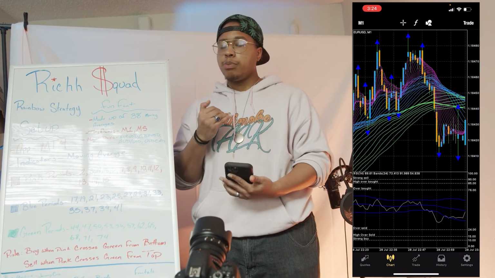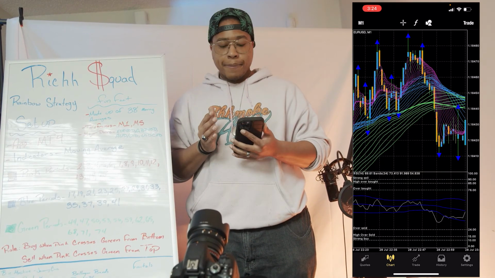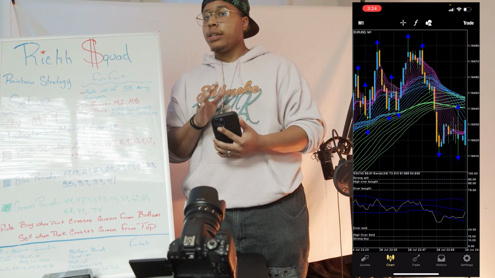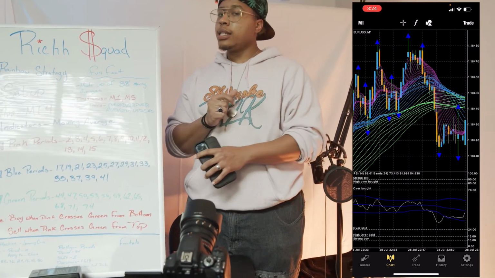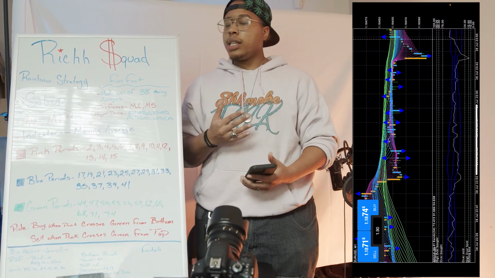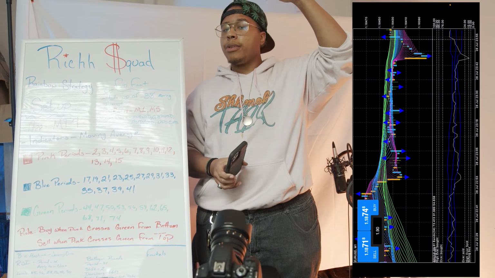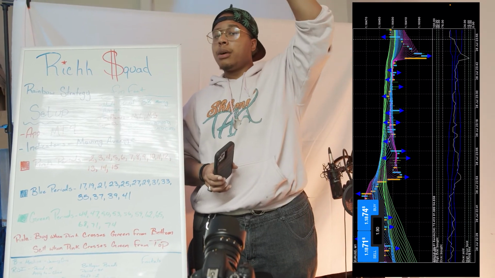When pink touches blue again, you want to consider getting out of that trade. It's up to you. You want to consider getting out of that trade, because that leads us to our next rule. When you want to get in for a sell, you want to get in for a sell when the pink lines cross the green line coming from the top, so meaning coming down.